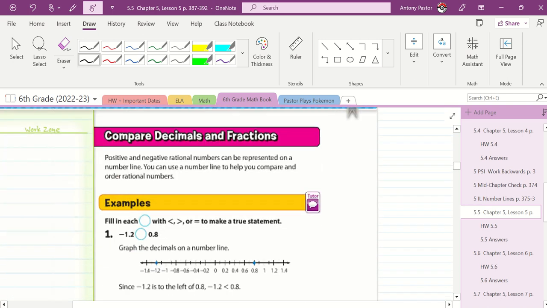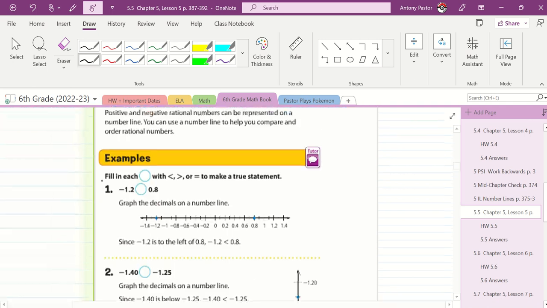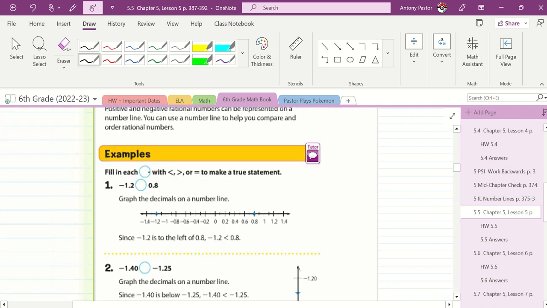Compare decimals and fractions. Positive and negative rational numbers can be represented on a number line. You can use a number line to help you compare and order rational numbers. Examples. Fill in each blank with, sorry, the alarm was going off, with either greater than, less than, or equal to make a true statement.